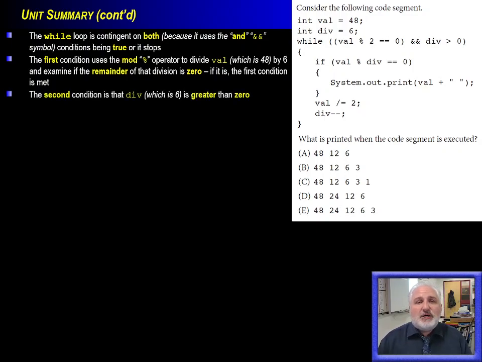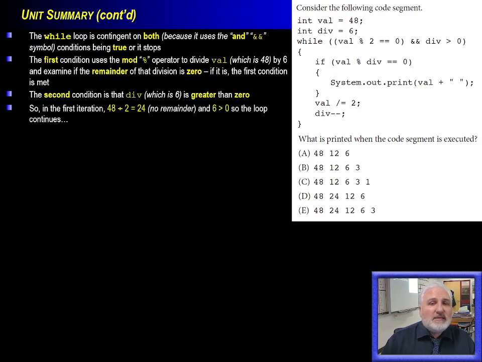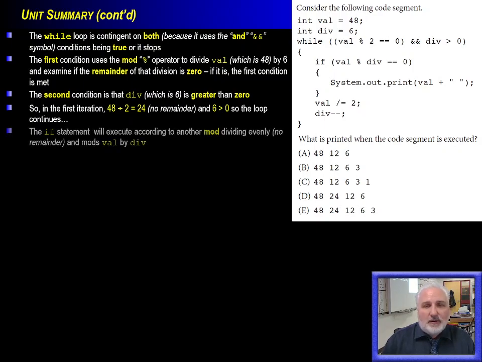The second condition, div, is just checking if div is greater than 0, and 6 is greater than 0. So it meets the conditions of the loop and it will enter the loop. Now it will hit the if statement, okay? Now 48 divided by 2 is 24, no remainder. We already said that.